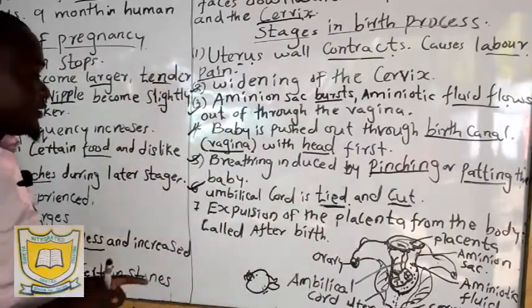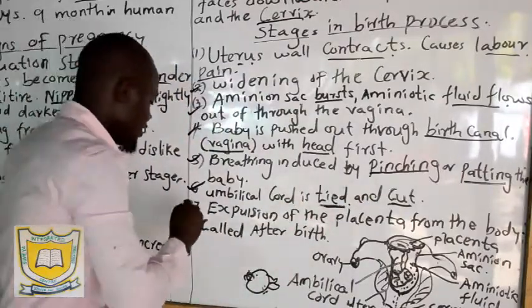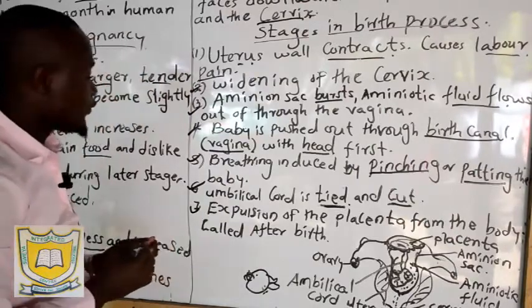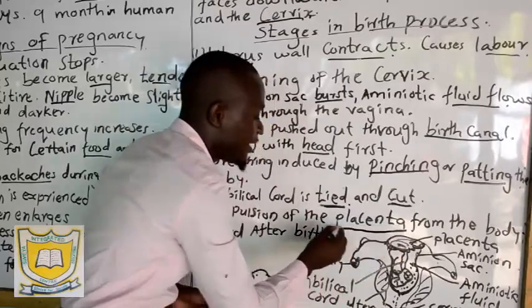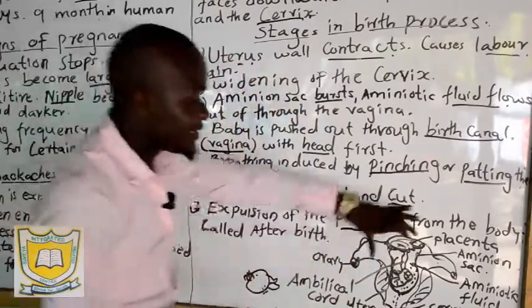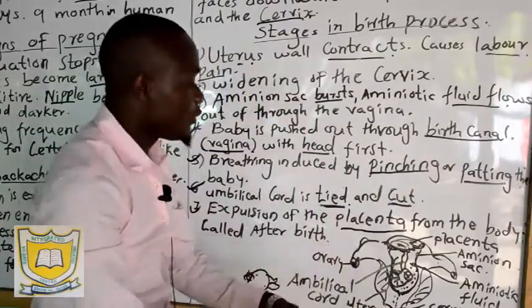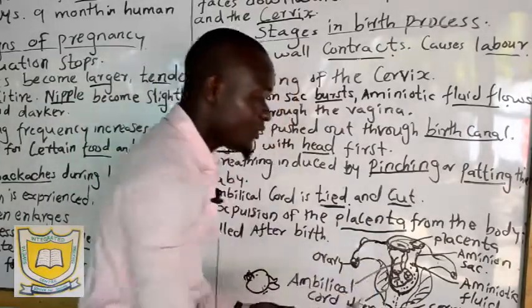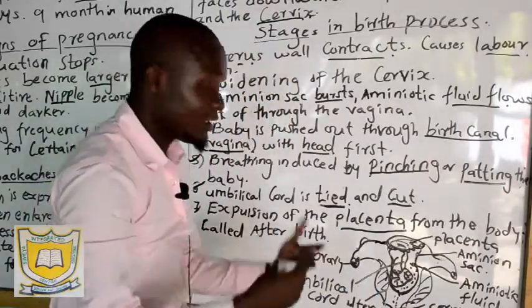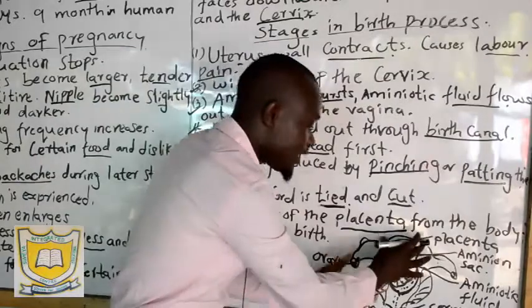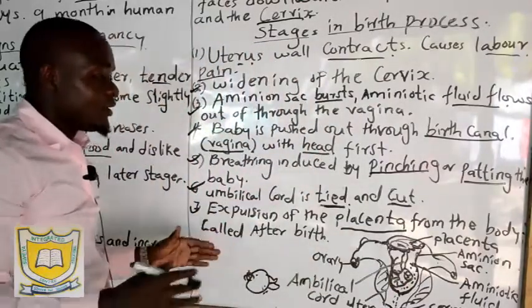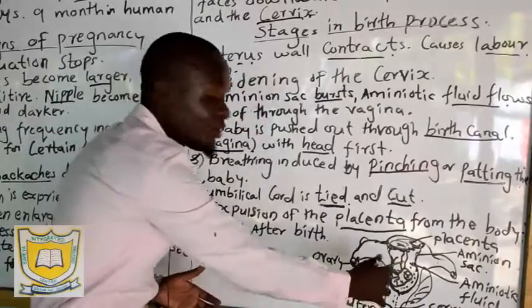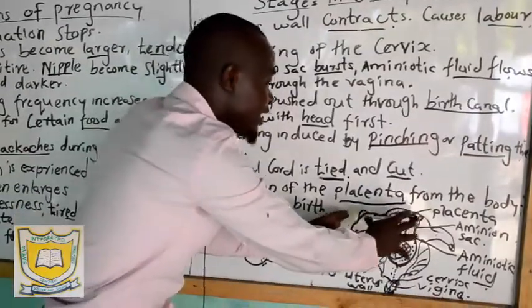The last stage, we talk of expulsion of the placenta. You know, this placenta cannot remain here when the baby has moved outside, because its function is done. Now the placenta has to move outside also. It is the last thing that happens. If a mother has given birth, she has now to do what?